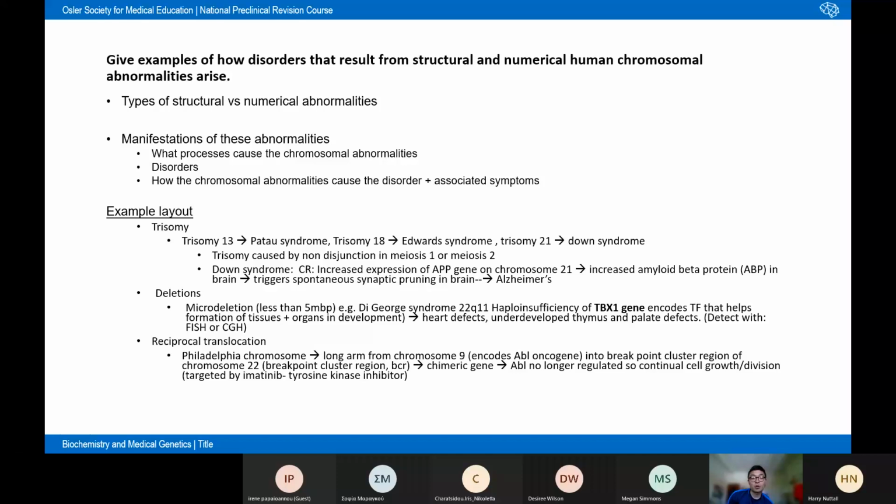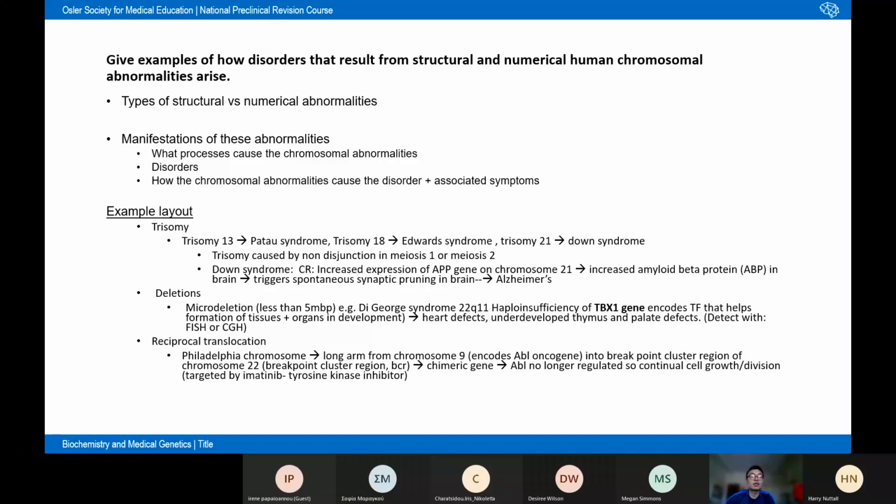So firstly, I would consider what processes cause specific chromosomal abnormalities. So I'll talk about trisomy in a minute and how trisomy arises due to non-disjunction, what disorders these then lead to, and finally, how the chromosomal abnormalities cause a disease and the associated symptoms. Because if we look at the question, give examples for how disorders that result from structural and numerical human chromosomal abnormalities arise, you could very reasonably argue you perhaps want to give insight into how the chromosomal abnormalities arise in the first place, but also how these abnormalities then cause the disease and the symptoms. So let's go through 3 examples.